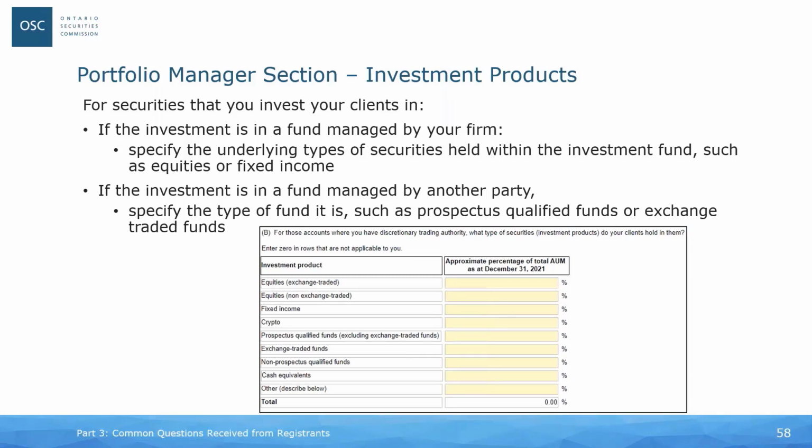Part of question P2 asks firms to provide the approximate percentage of total AUM of each applicable investment product. If the investment is in a fund managed by your firm, specify the underlying types of securities held within the investment fund, such as equities or fixed income. If the investment is in a fund managed by another party, specify the type of fund it is, such as prospectus qualified funds or exchange traded funds.